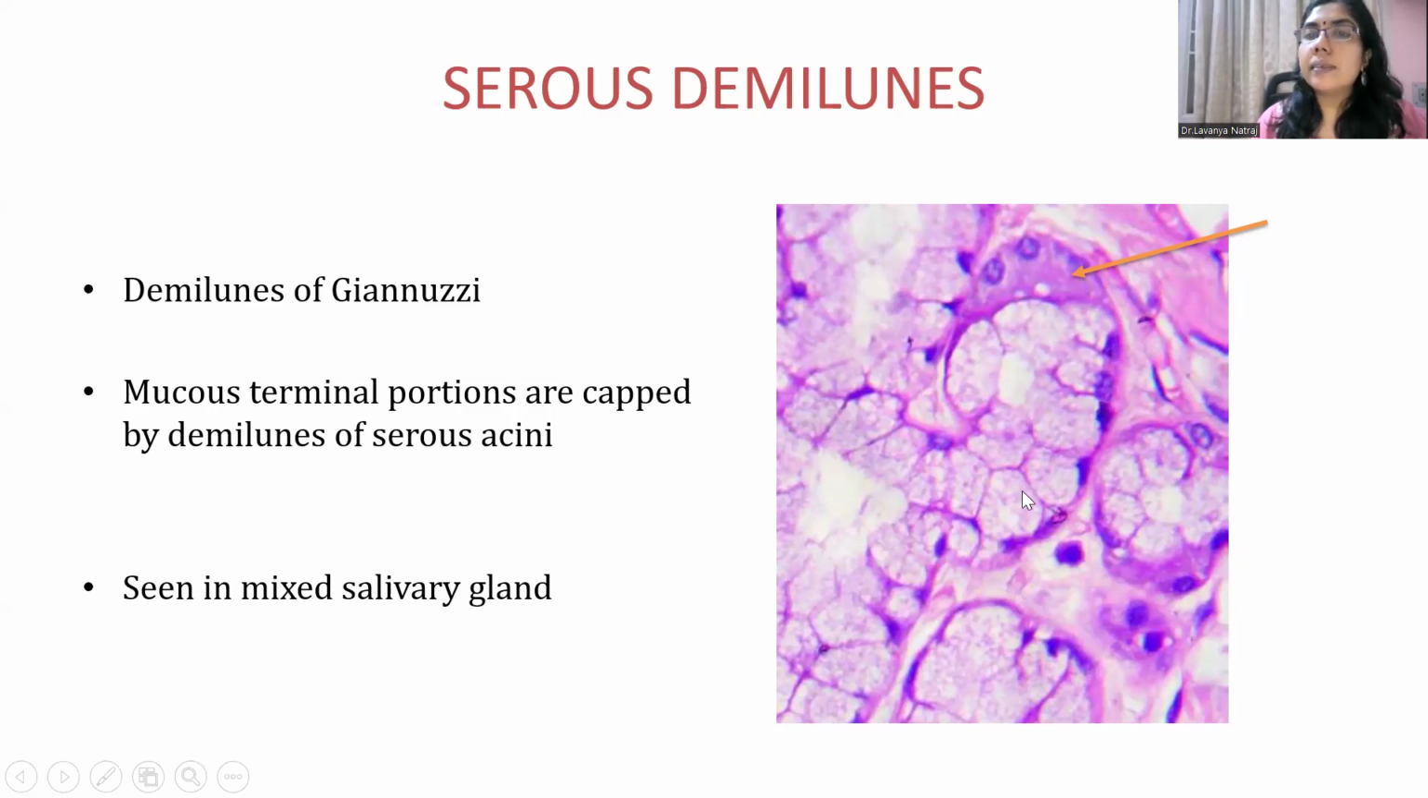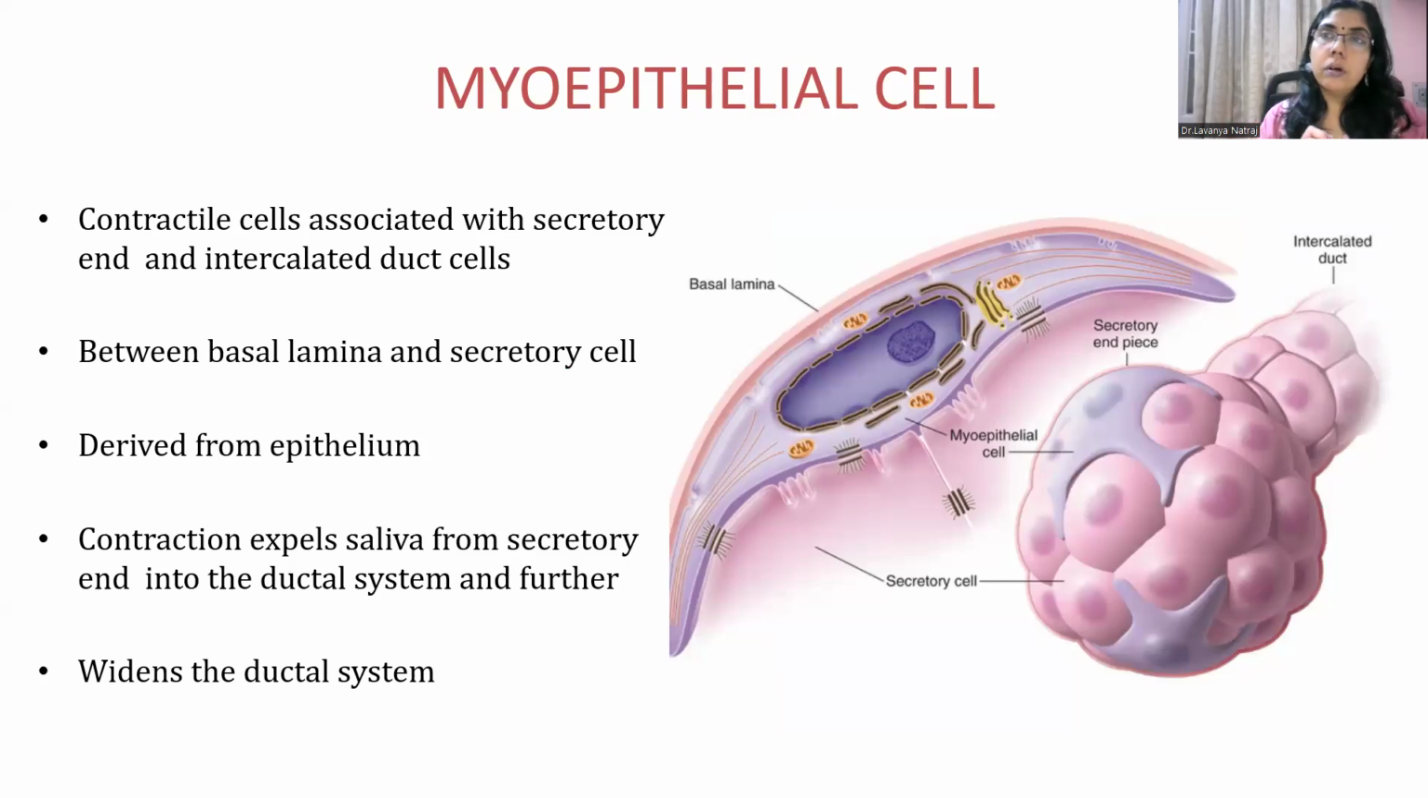Okay, can you see the mucous acini? I'm showing the arrow pointed ones. This is the mucous acini, which has a flattened nucleus at the base, elliptical shaped, and a larger dimension of the lumen, and the serous acini is capping over the mucous acini. So this is called the demilunes of Giannuzzi. This is seen in mixed salivary gland. You have heard about the serous cells, the mucous cells, and both together, the serous demilunes.